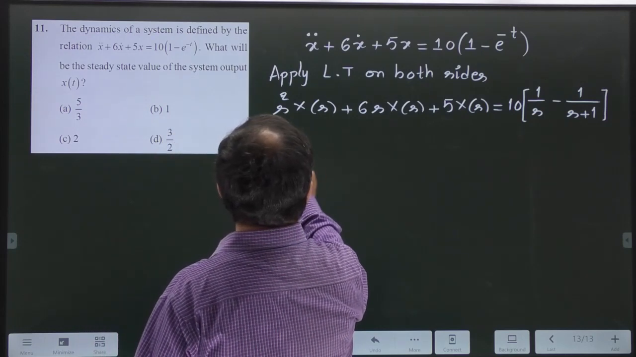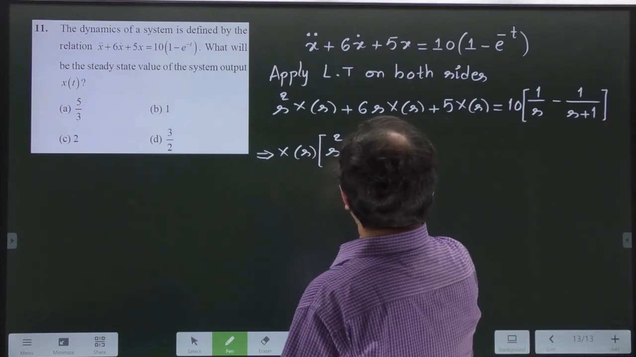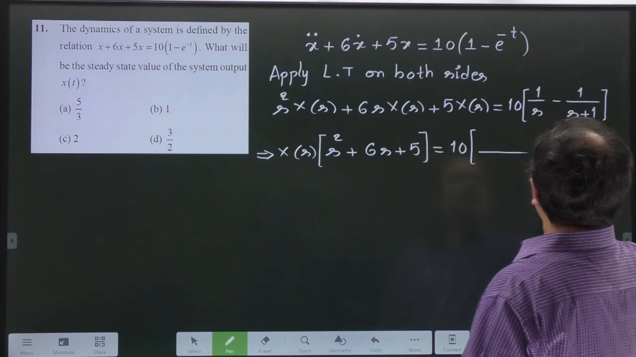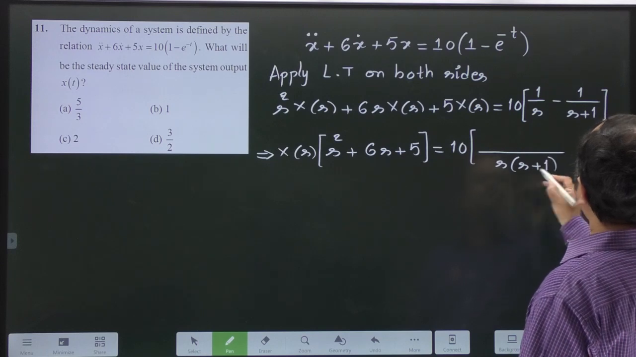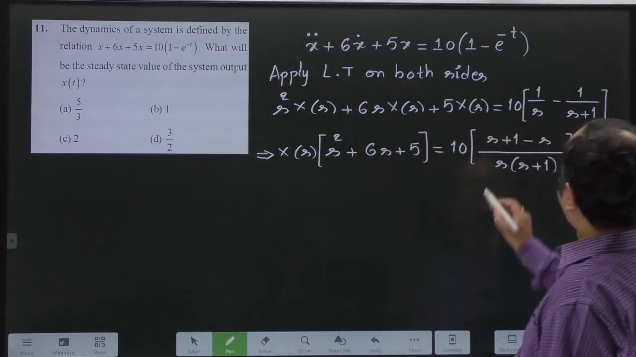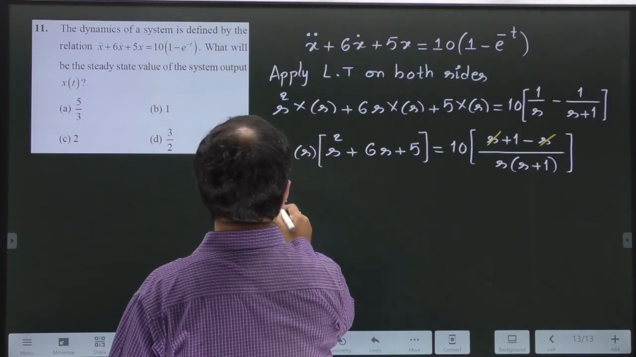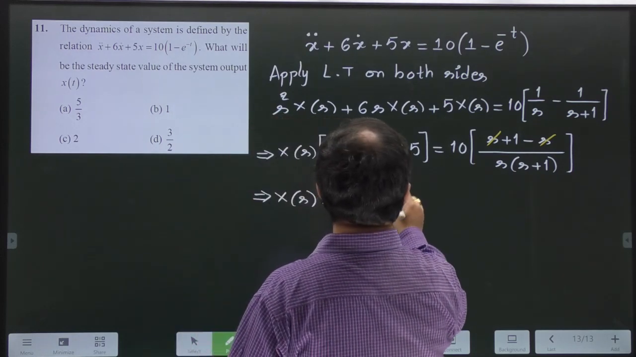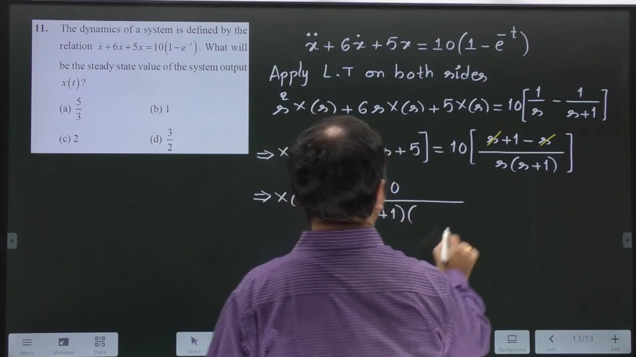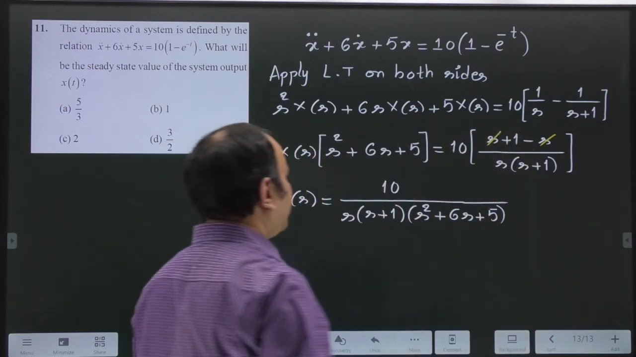Okay, so if I take x of s common here, you will have s square plus 6s plus 5 is equal to 10 multiplied with s into s plus 1. Now if I take LCM, s plus 1 minus s. Okay, therefore I can cancel this s and s together, and then what we will get, x of s is equal to 10 divided by s into s plus 1 multiplied with s square plus 6s plus 5, that is the x of s.